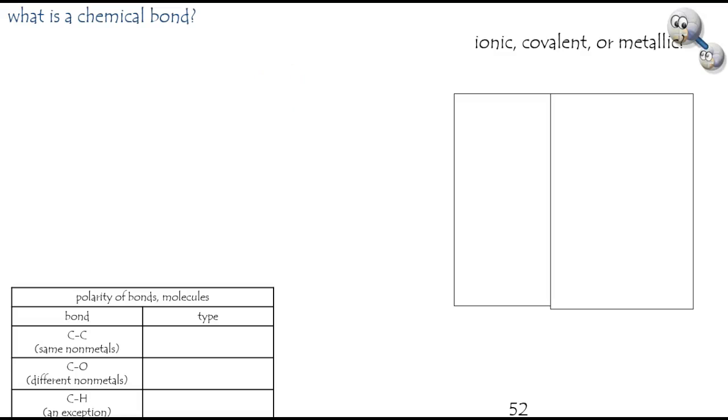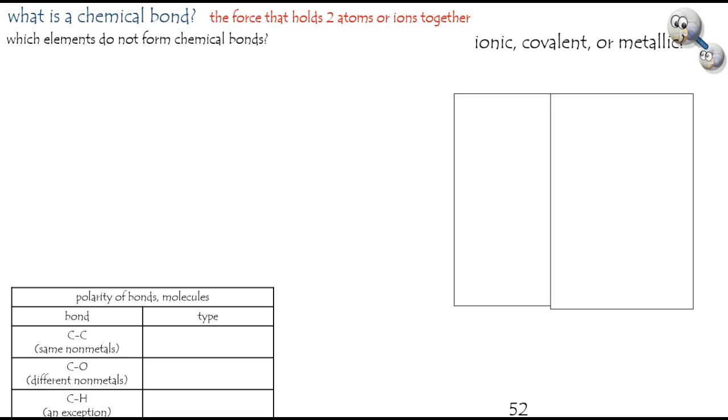Okay, here's an introduction to chemical bonds. We can define it as the force that holds two atoms or their ions together. Some atoms do not form chemical bonds, notably the noble gases. And the ones that do form bonds oftentimes do so in order to obtain those noble gas configurations.